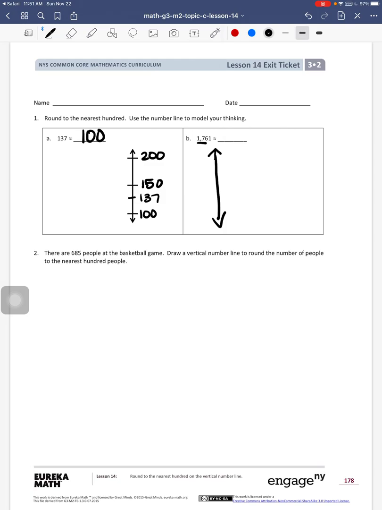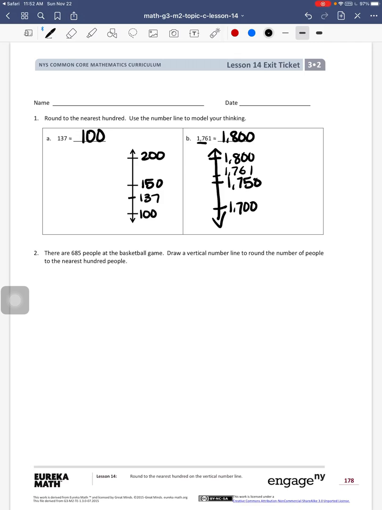1,761. So let's look at those first two numbers, which we see is 17. So this would be 1,700, and 100 more is 1,800, and the number between would be 1,750. Where would 1,761 fall? Right above that 1,750. So what number does 1,761 round to? That's right, 1,800. Good thinking.